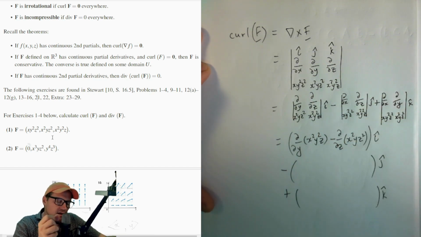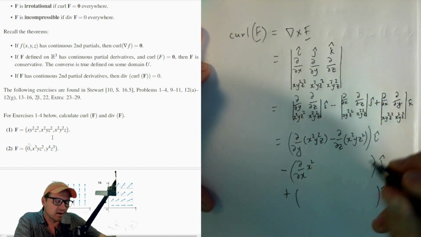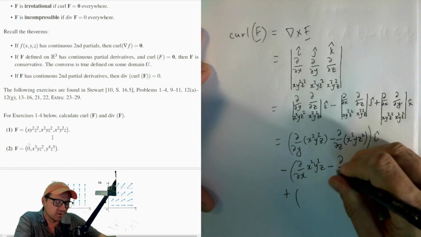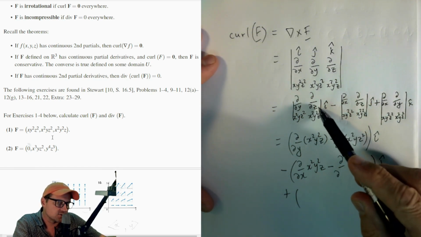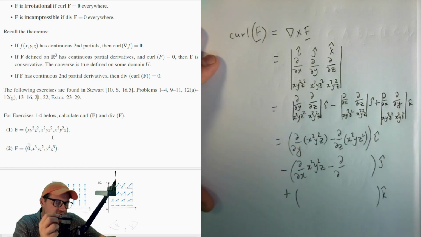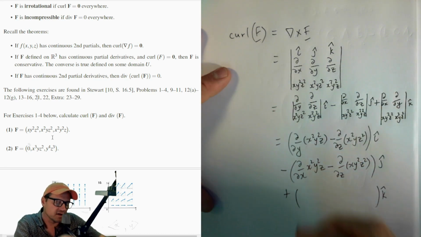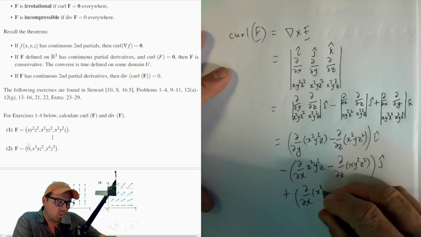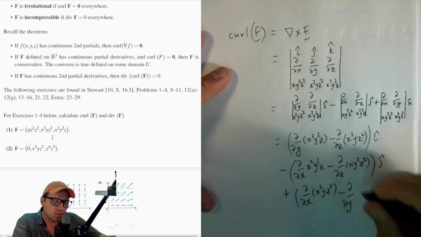Okay, so what do we have here? We have the partial derivative with respect to x of x²y²z. Subtract partial derivative with respect to z. Hang on. Shouldn't this have been? No, that's fine. Okay. xy²z². And then over here we have the partial derivative with respect to x of x²yz². Subtract the partial derivative with respect to y of xy²z².